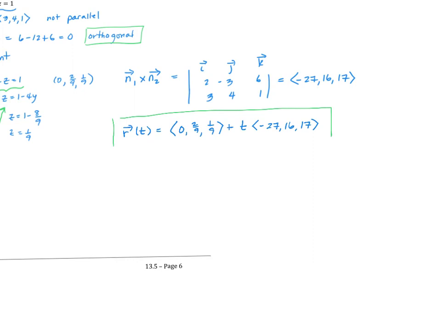I don't have to put the t values from negative to positive infinity, because if I don't write it, it's assumed the t values go from negative to positive infinity. Okay, so that's it for this section on lines and planes in space.